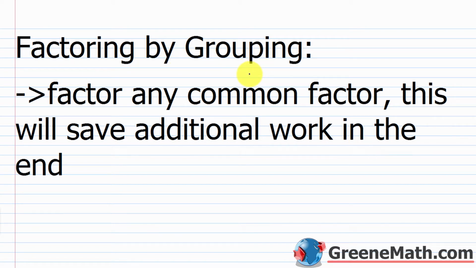The first thing you're going to do, and you do this always, is factor any common factor. This will save any additional work in the end. So if I have a trinomial and there's a factor that's common to everything that I can pull out, I'm going to go ahead and do that and then work with what's inside the parentheses.